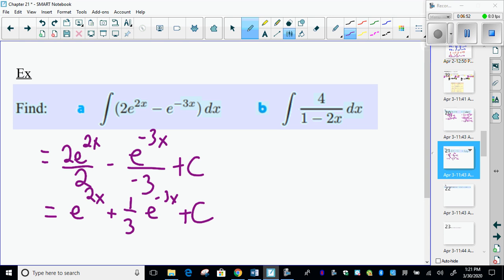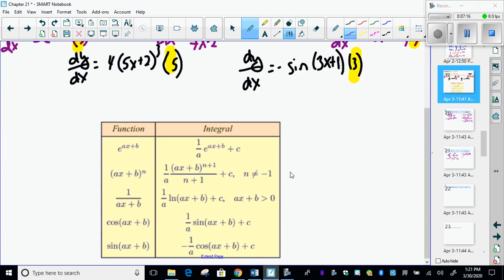And then the next one, I cannot have that 4 technically up top, so I can rewrite this as the integral of 4 times 1 over 1 minus 2x dx. So this is sometimes the hard one to see. Whenever it's 1 over x, you're thinking natural log. Okay, maybe you're not thinking that, but you need to think that. Remember, natural log is when it's 1 over something with the x. That's the integral is the natural log when you integrate that.